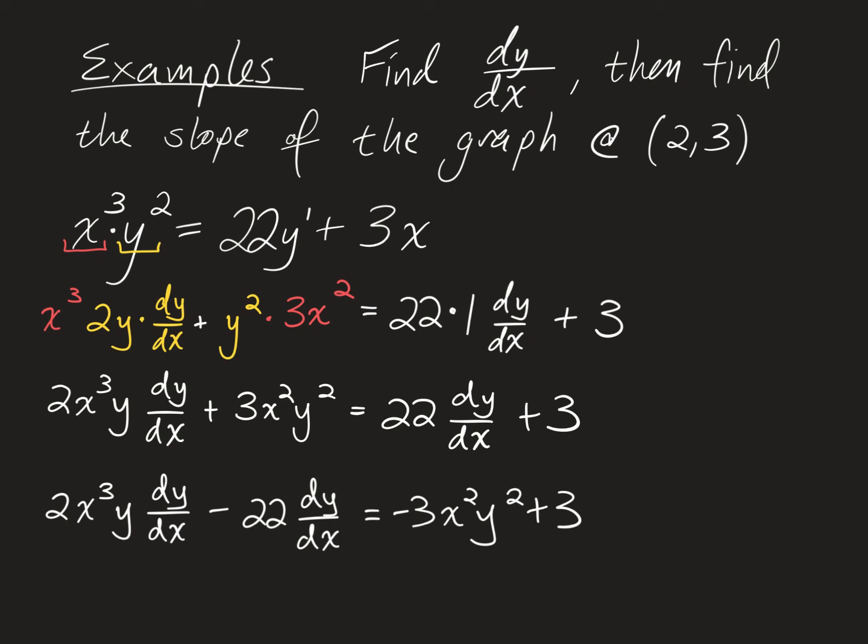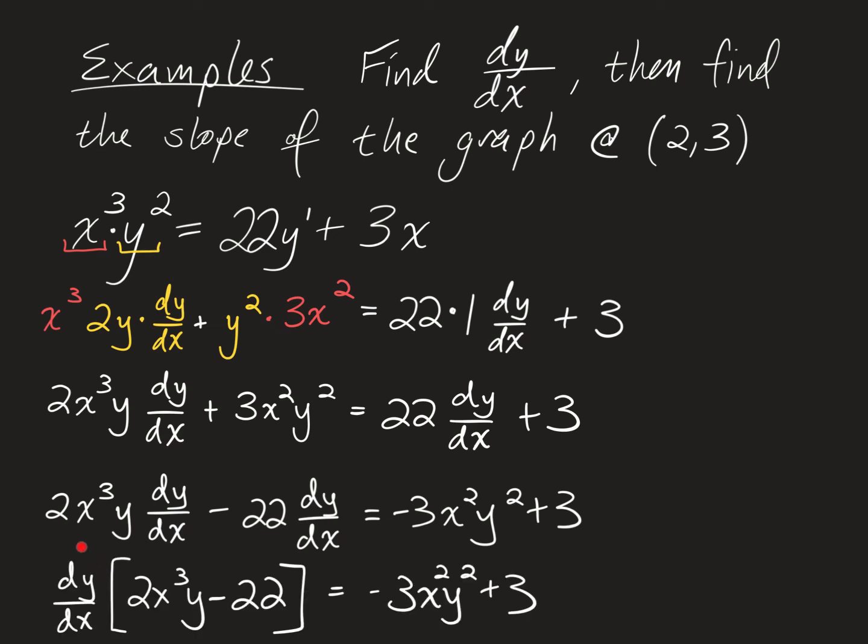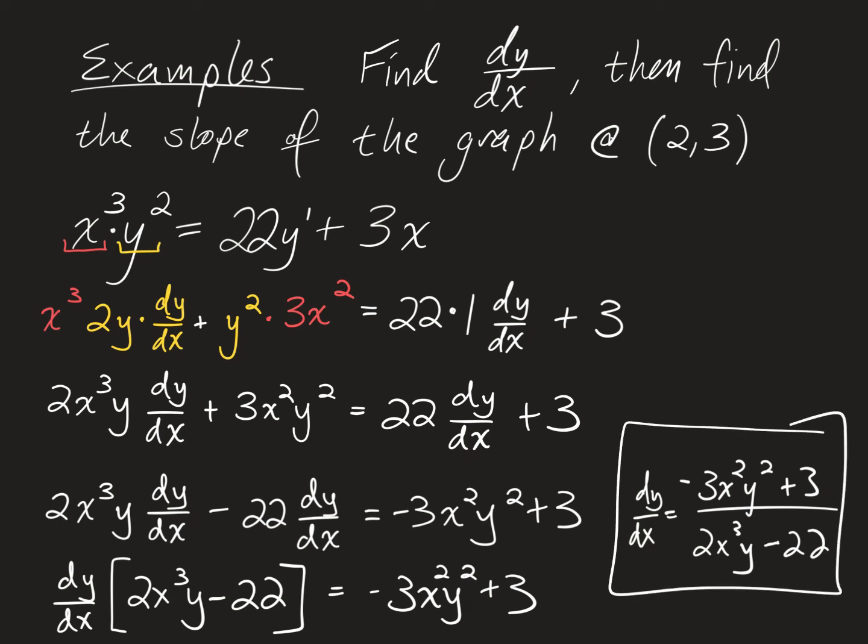From there, since we have more than one term with a dy dx, we can factor that out like this. And then to solve for dy dx, all we have to do is divide both sides by this quantity right here. And I'm going to have to continue to another slide to finish this up, because while we were successful in finding the derivative here, we still have not found what has been asked of us: find the slope of the graph at this point. So make sure you get this written down and meet me on the next slide.